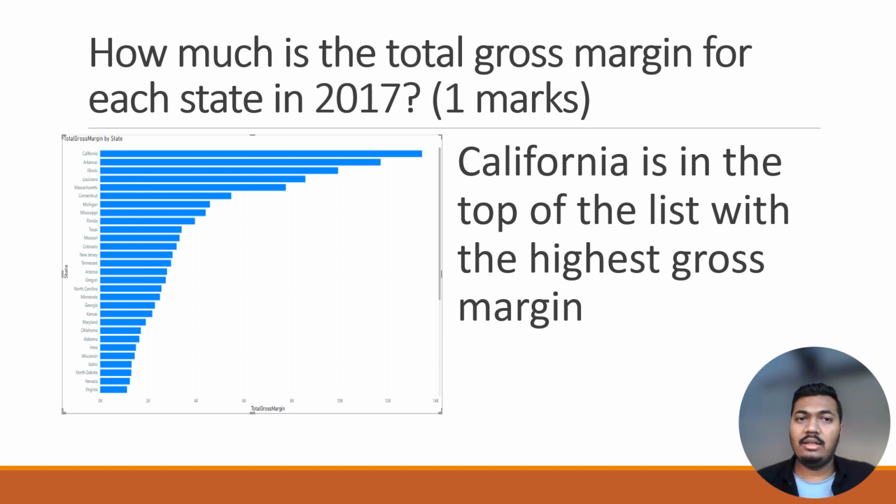Then select the visual representation such as a bar chart in the report window. Place the total gross margin measure in the values as well as the state column on the axis, and the overall gross margin for each state in 2017 will be shown in the configuration. And from the next question, my friend Vinit will continue from here.